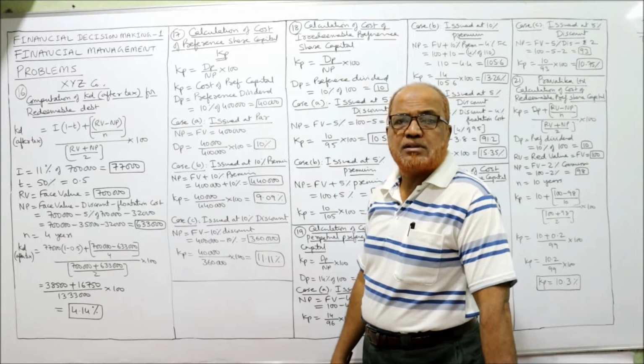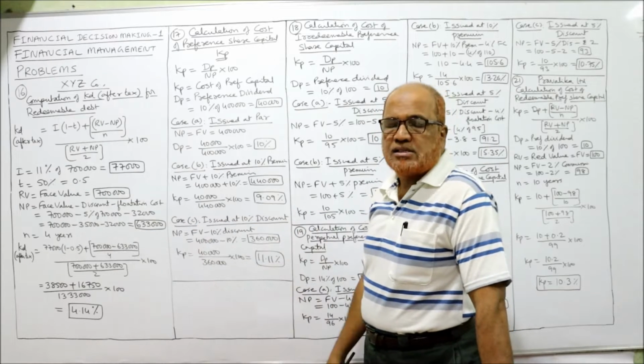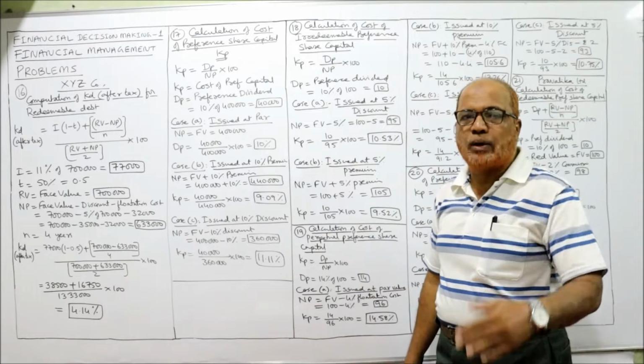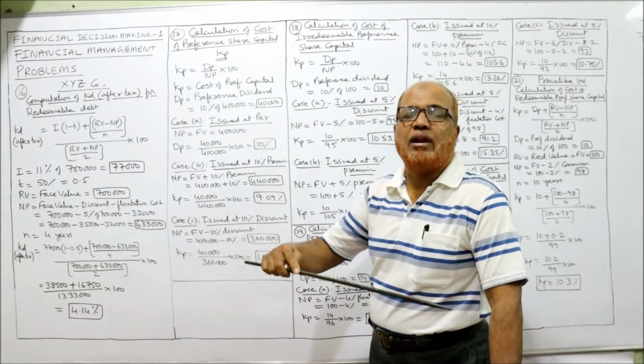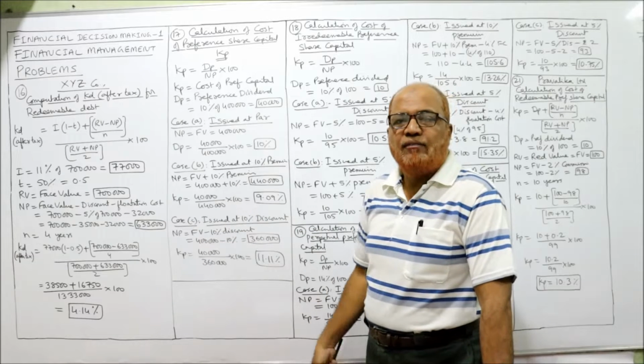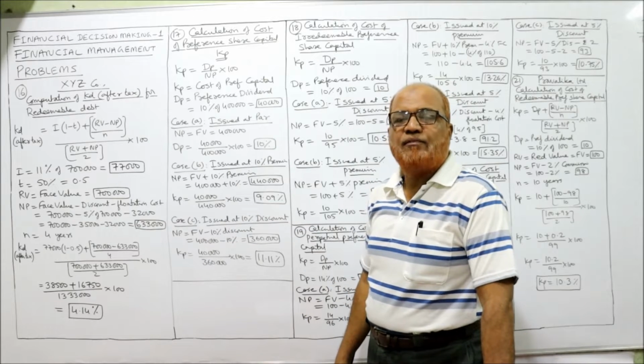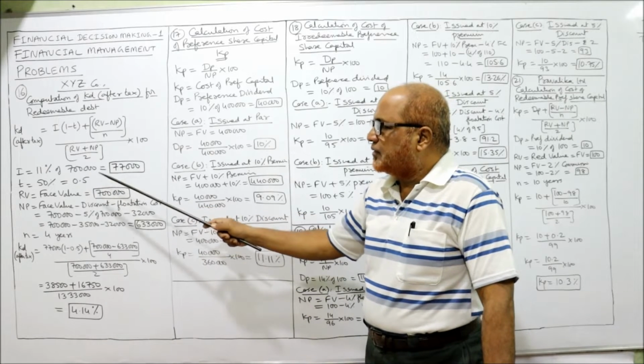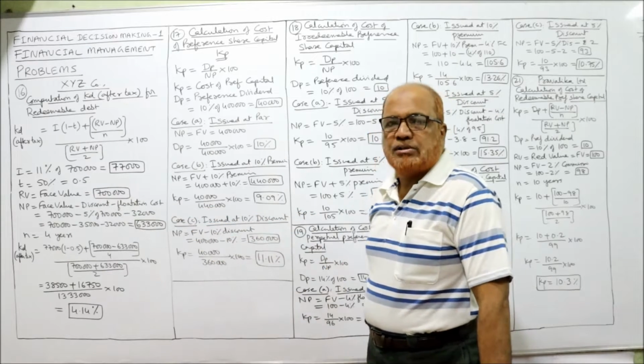Tax rate 50%, 0.5. Redemption value: at the time of maturity, how much amount the company will repay back to the debenture holder. If nothing is given, it is the face value. The face value of all debentures is 7 lakh rupees.